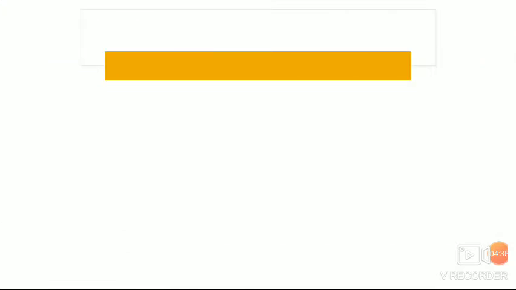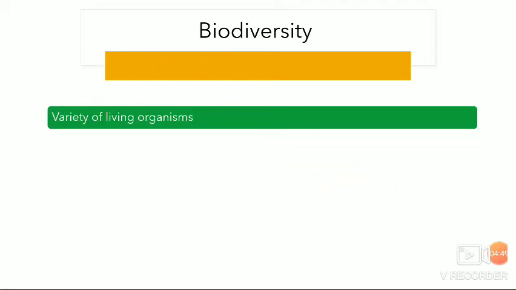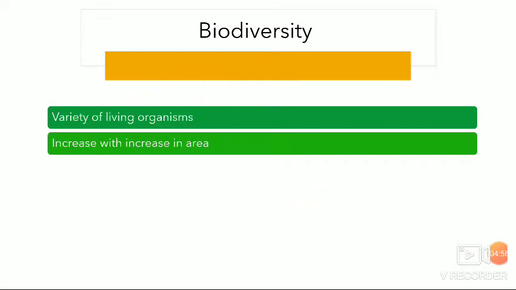Then we will talk about biodiversity. What is biodiversity? When we say that there are different types of living beings on this planet, this is biodiversity. As I told you, there is a variety of living organisms on the earth, and it also increases with the increase in area. If we take a small area, there will be less variety of living beings than in a bigger area.